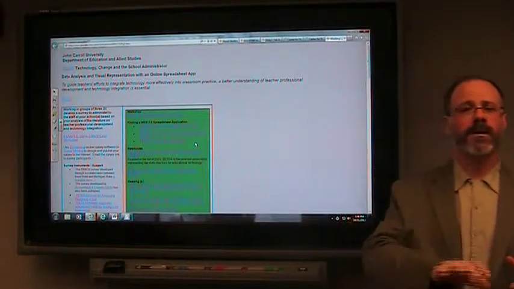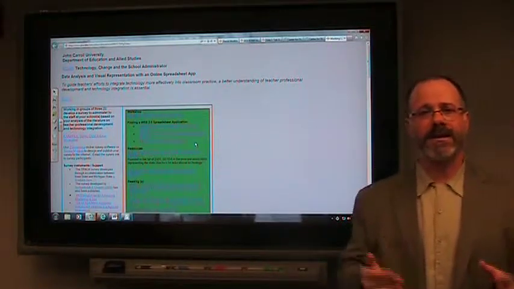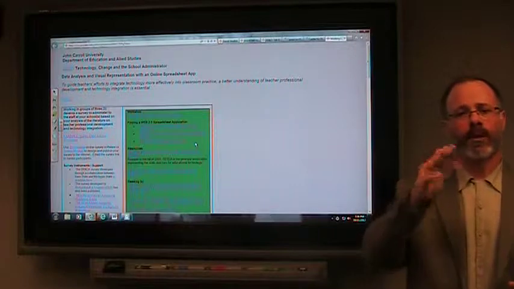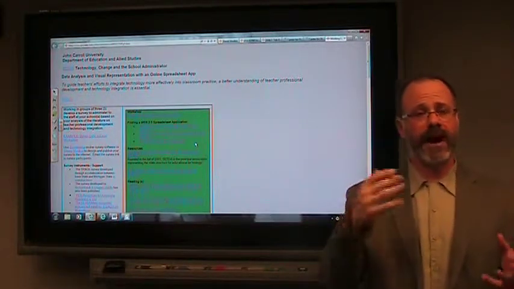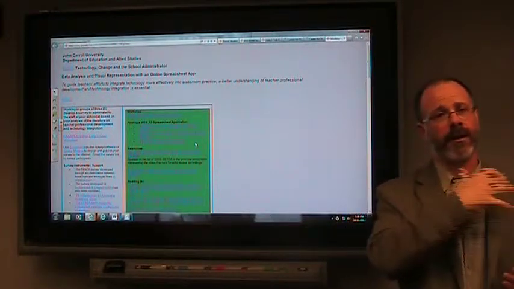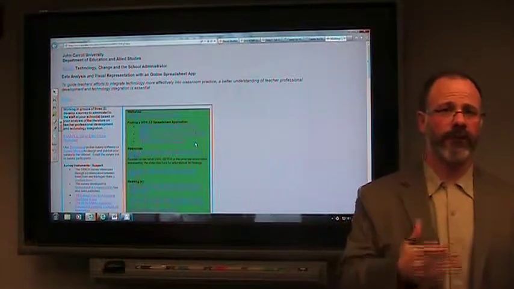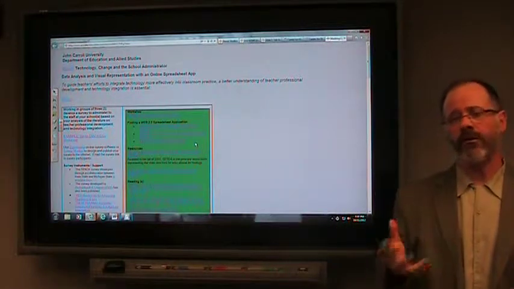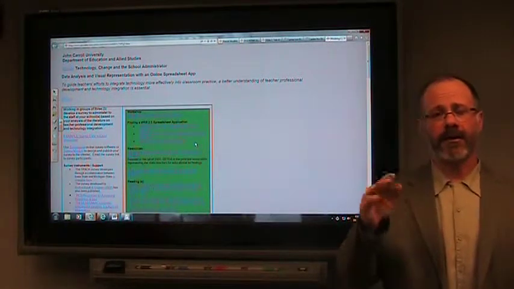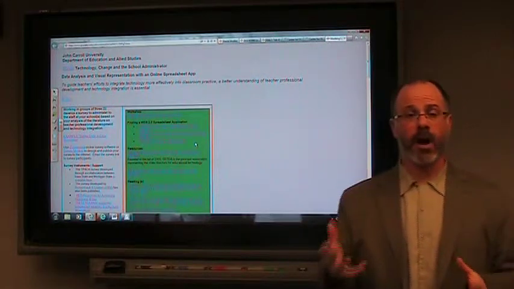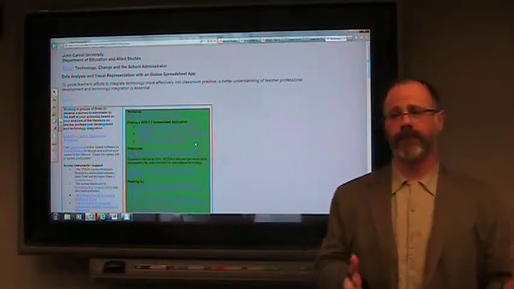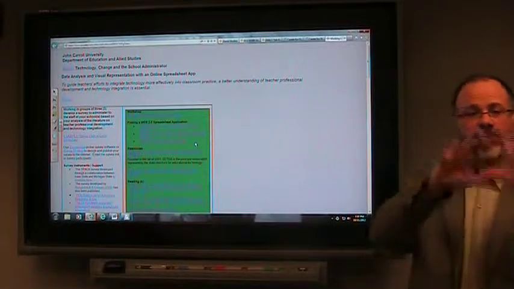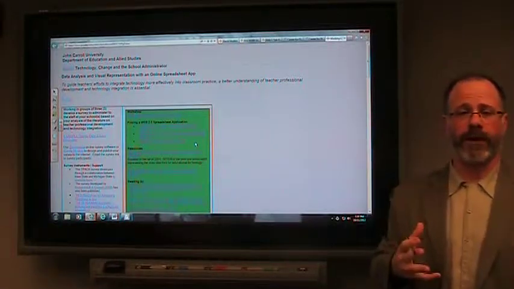So we'll perform the chi-square analysis, and then we will visually represent our data in histograms, for example, pie charts perhaps, and then put it together as a talk to present in class. So that's the basic overview of the unit.